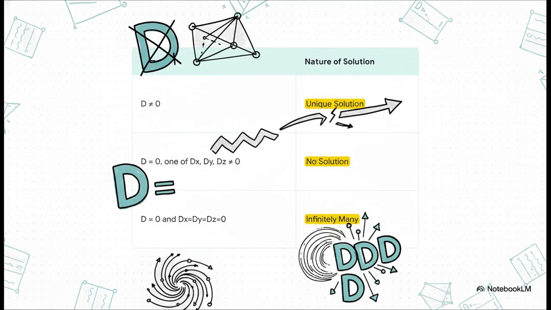And this is where the full power of Cramer's rule really shines. The values of those determinants tell you everything you need to know about the solution. If D is not 0, boom, you've got a unique solution. If D is 0 but one of the others isn't, there is no solution. And if all the determinants are 0, D, Dx, Dy, Dz, you have infinitely many solutions. This table right here is your roadmap.